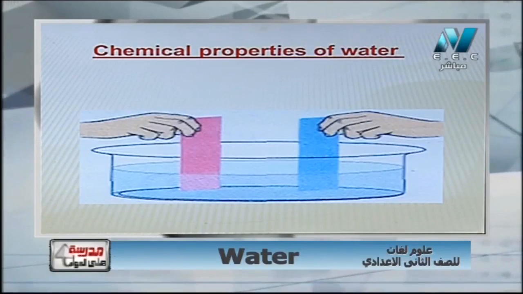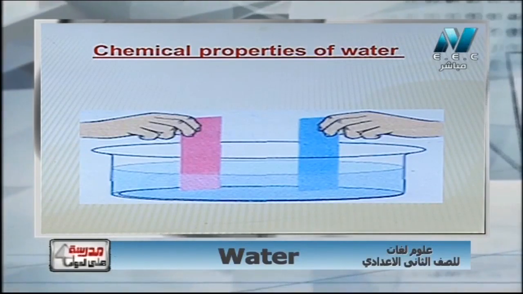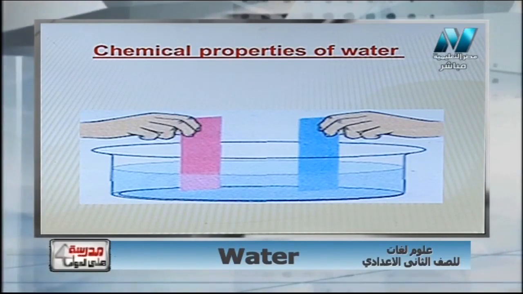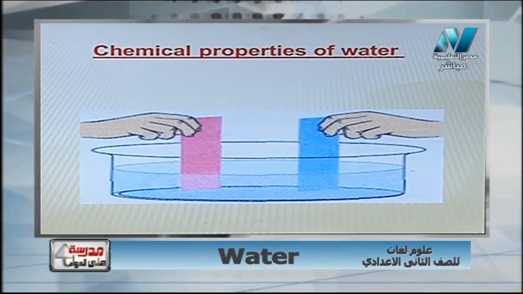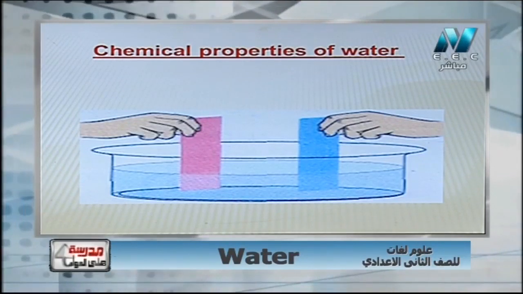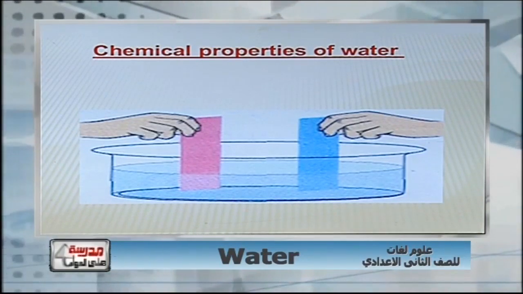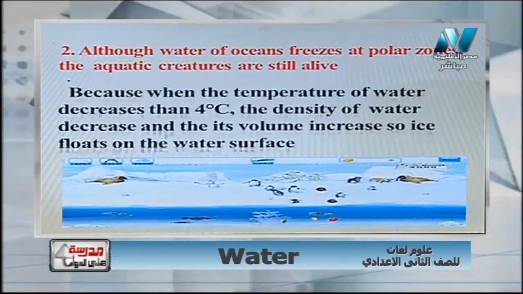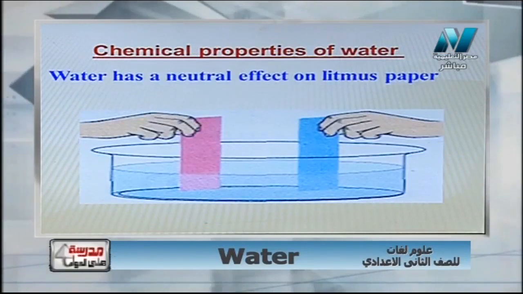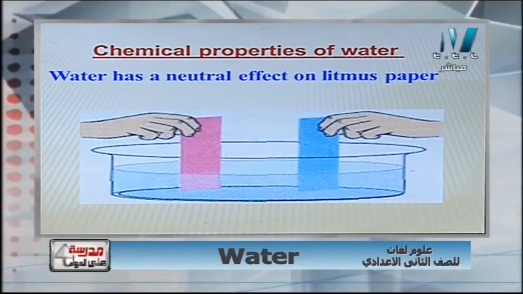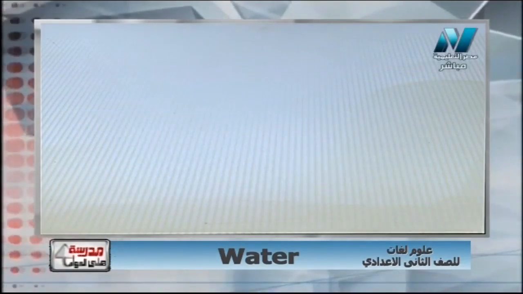As we see here, the red and the blue litmus paper don't change. Both of them don't change. Why don't they change? Because it has a neutral effect. Okay, let's see together. Water has a neutral effect. Why? Because it doesn't change litmus paper.